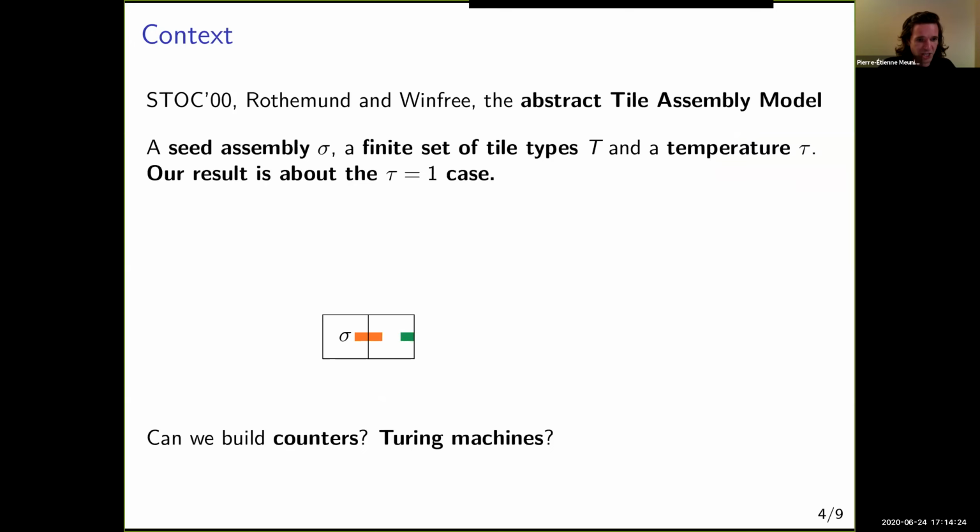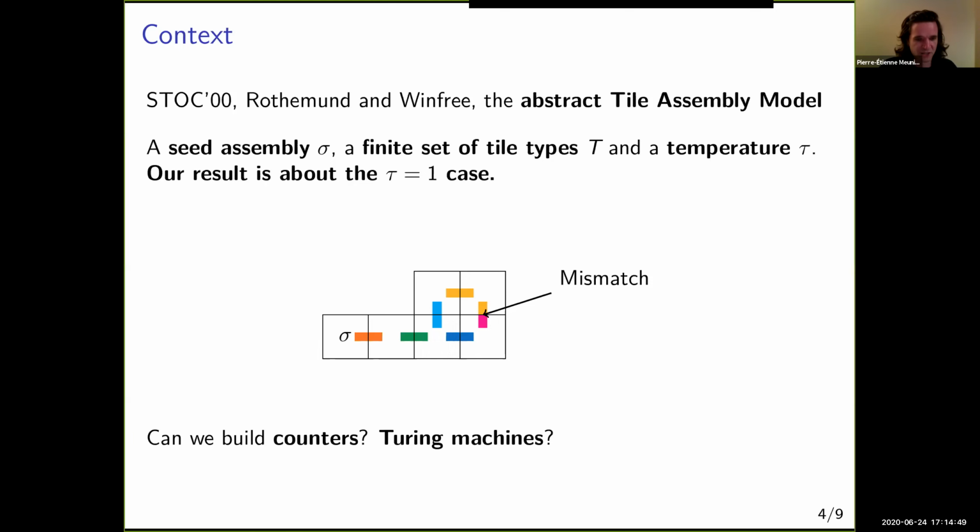And you can attach tiles onto the existing assembly based on the color condition. So if the border is of the same color as the tile next to it in the assembly, you can attach the tile. So for example, these tiles can be attached, all fine. This one as well. And this one can also attach even if it has a mismatch. Mismatches can occur, it's fine as long as at least one side matches.